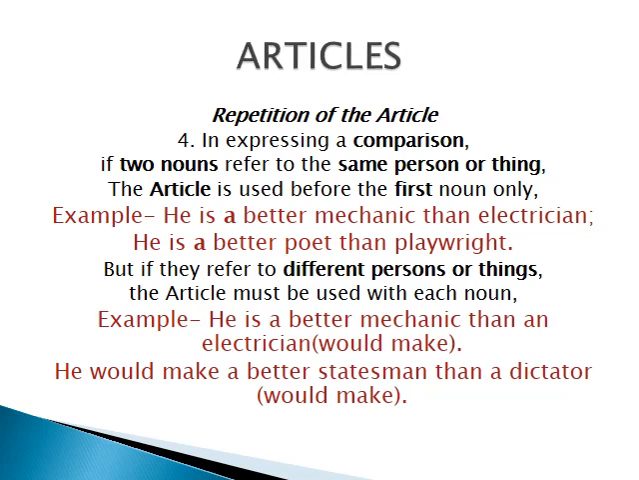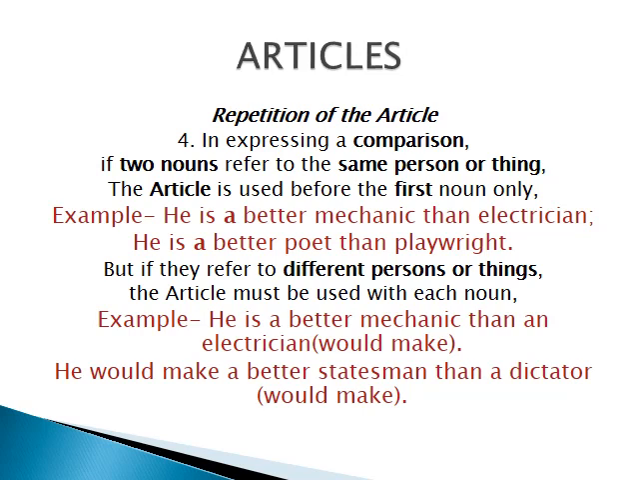For example, he is a better mechanic than electrician. He is a better poet than playwright. Please notice that here the article is used at one place only. He is a better mechanic than electrician, which means that his ability as a mechanic is better than his ability in being an electrician. Similarly, in the second sentence, he is a better poet than playwright, which means that he is better at writing poems rather than writing plays.